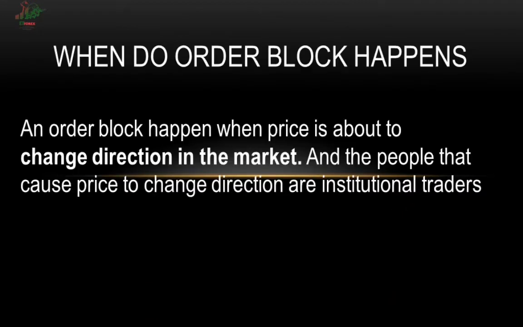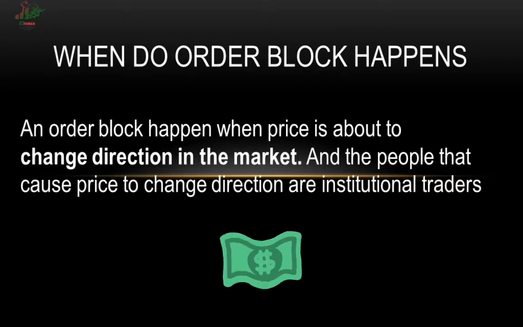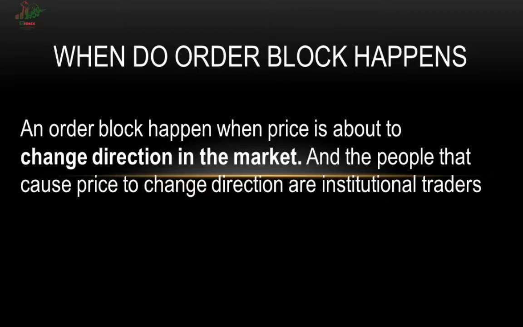When do order blocks happen? Most people do not know when order blocks happen. They don't even know how to identify them. So I've written here, an order block happens when price is about to change direction in the market. So you need to know that an order block happens when price is about to change direction in the market, and the people that cause price to change direction are institutional traders. I think I explained that earlier. The institutional traders are the ones that cause the price to change direction in the market.